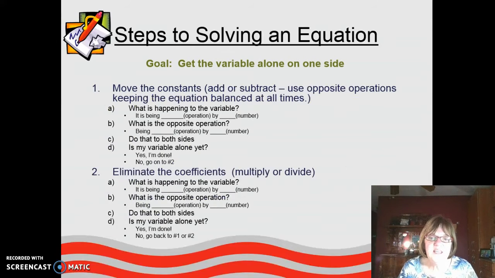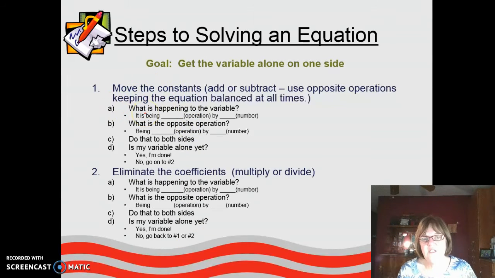If you can see here, our goal is the same: get that variable alone on one side. Our 2 steps here are the same, but I've added some questions inside both of them, and they're the same questions. So don't panic when you see so many things to think of. It's really pretty much the same thing in both of them. The only difference is this one says now go on to number 2, and this one says go back to 1 or 2 if it's no. So let me explain what I mean.